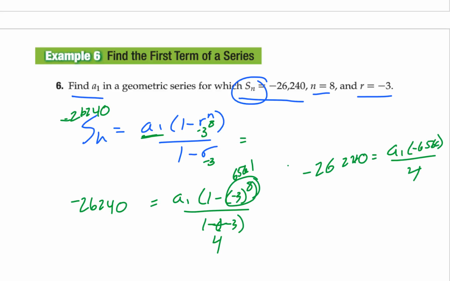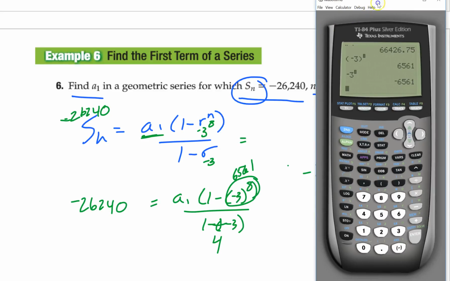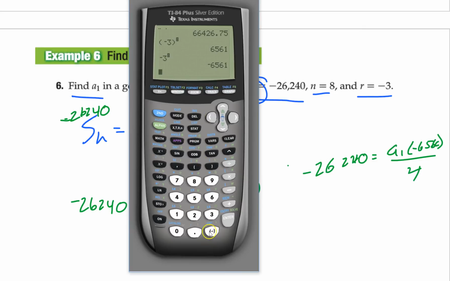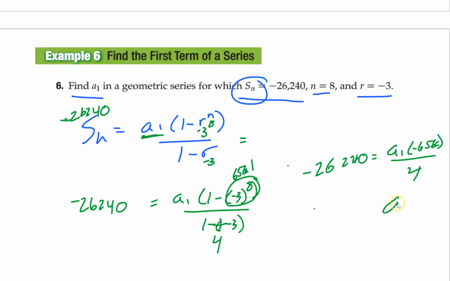Multiply by 4, divide by that. So let's do that real quick in our calculator. Negative 26240. We're going to multiply by 4. And then we're going to divide by negative 6560. And 16. After all that work, wow. A1 equals 16.